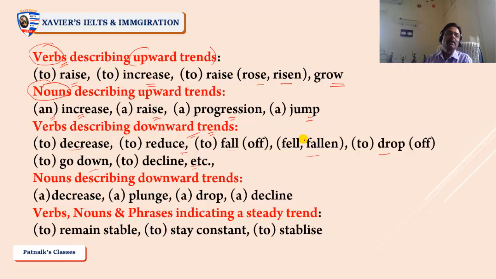Whereas for the same downward trends, if we want to use our words as nouns, then what kind of changes will come? A decrease in the sales figure, or a plunge in the sales figure, a drop in the employment numbers, or a decline in the number of employees.